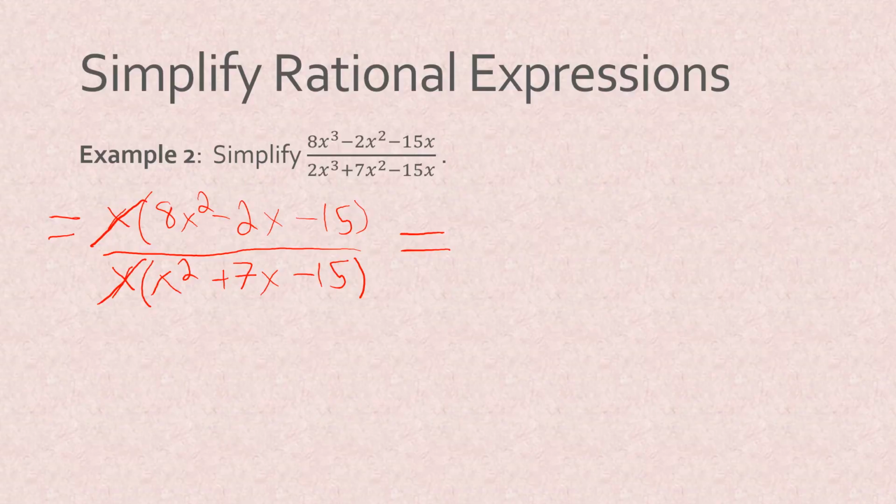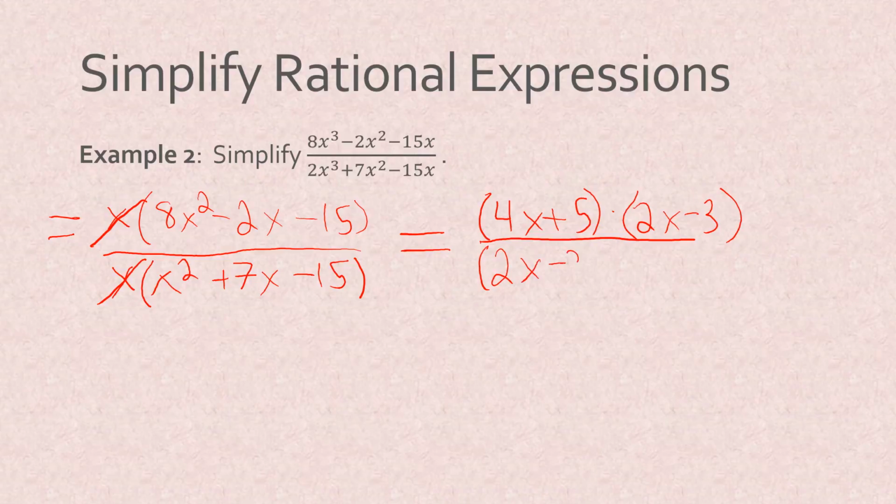And so when we look to factor the numerator and the denominator, we use whatever method we use to factor trinomials, guess and check, the AC method, and you can see that the numerator is going to factor into 4x plus 5 times the expression 2x minus 3. And then similarly, the denominator is going to factor into 2x minus 3 times x plus 3.